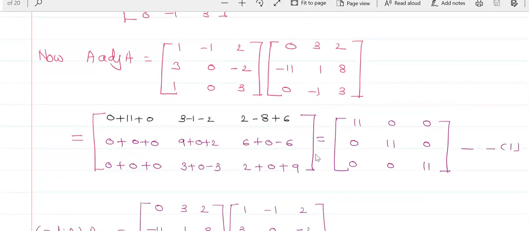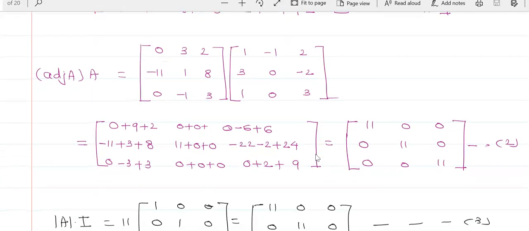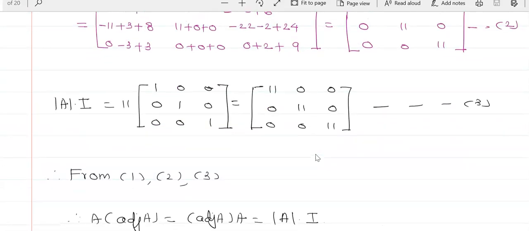Now they are multiplied. A into adjoint of A: 11, 0, 0, 0, 11, 0, 0, 0, 11. Afterwards, adjoint of A into A. Again, you are getting 11, 0, 0, 0, 11, 0, 0, 0, 11. And the last is the final answer, determinant of A into I. And in this way, this is verified.